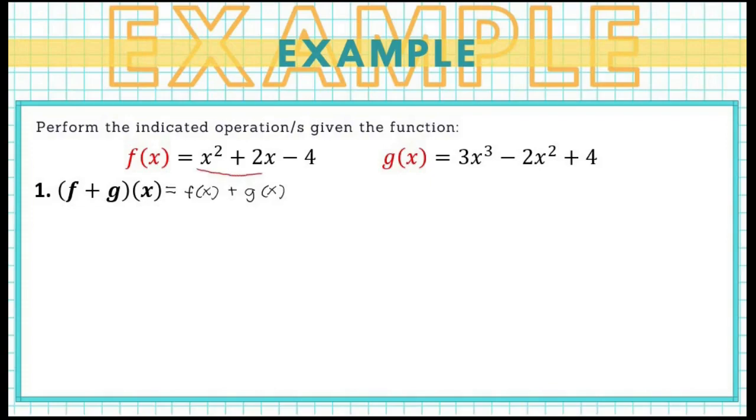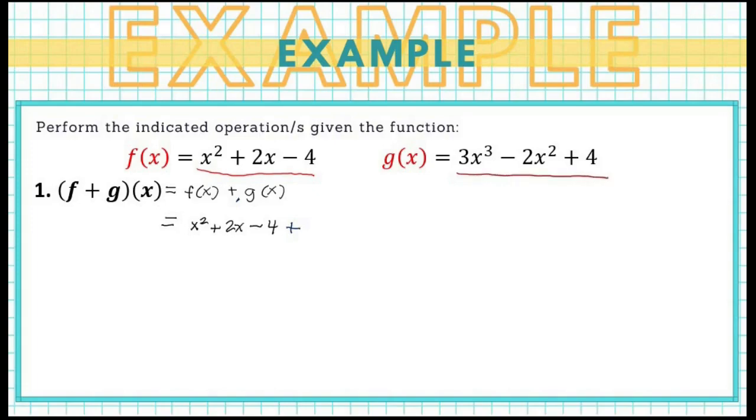We start by identifying the value of f of x, then substituting it to the equation. So we will now have equal sign x squared plus 2x minus 4. And let me just emphasize that the operation involved here is addition. So I will be using another color, blue, to indicate that we are operating addition.